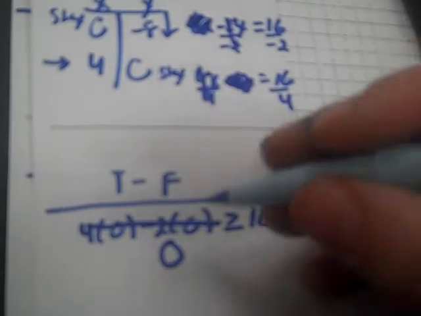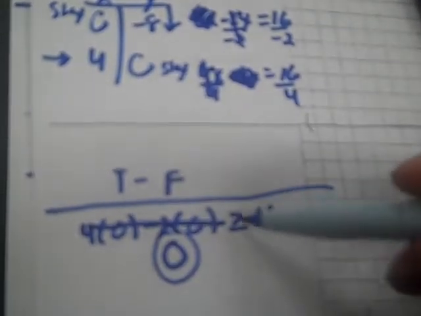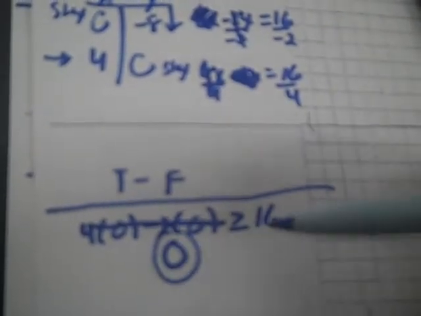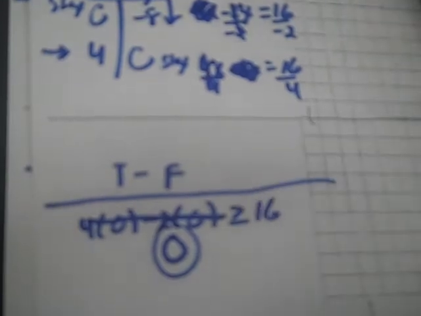Okay, so what's bigger, 0 or 16? Or smaller, I should say. 0 is smaller. The nose should point towards the smaller number. It should open up towards the bigger number, but it doesn't. Okay, that's false. So it's false. The other side's true.